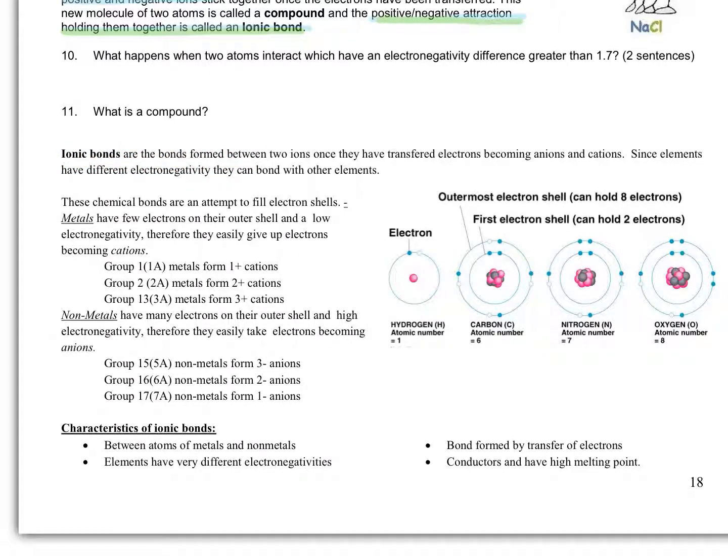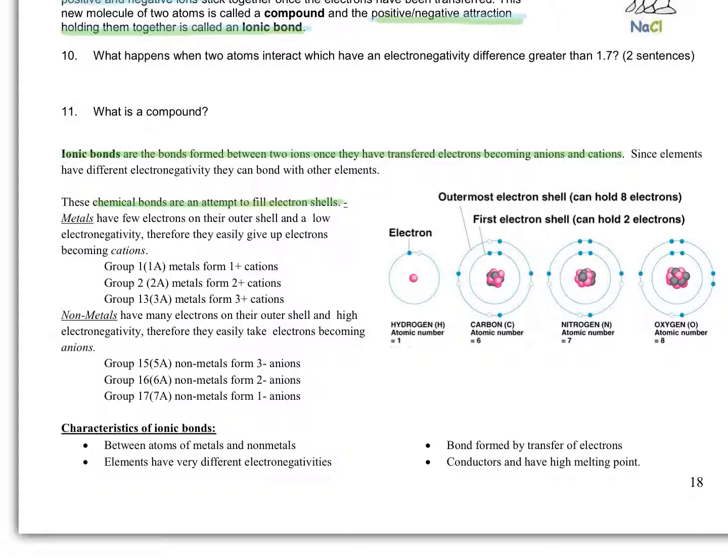Ionic bonds are the bonds formed between two ions once they have transferred electrons, becoming anions and cations. Since elements have different electronegativity, they can bond with other elements. These chemical bonds are an attempt to fill electron shells. The high electronegativity element is going to steal electrons until it has a full outer shell. Then it can't steal any more electrons.